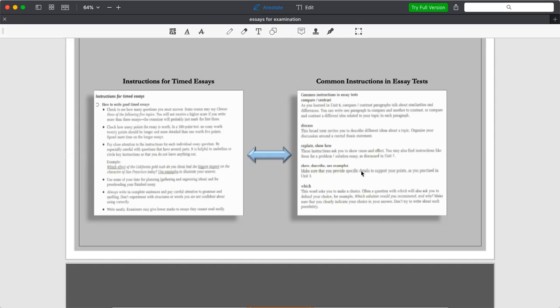Which: this word asks you to make a choice. Often the question with which will also ask you to defend your choice. For example, which solution would you recommend and why? Make sure that you clearly indicate your choice in the answer. Don't try to write about each possibility.